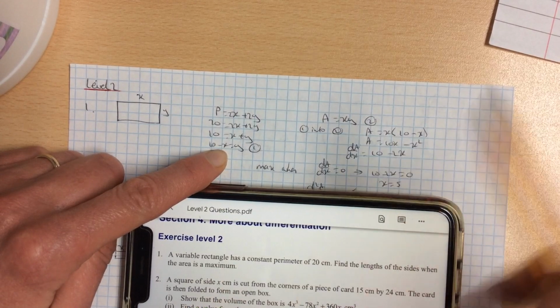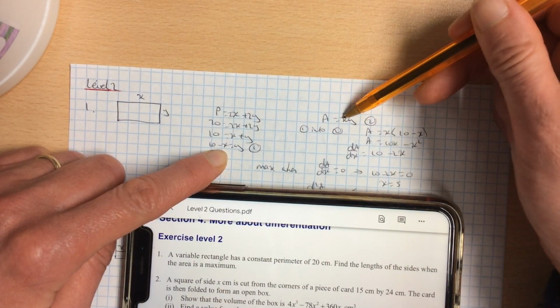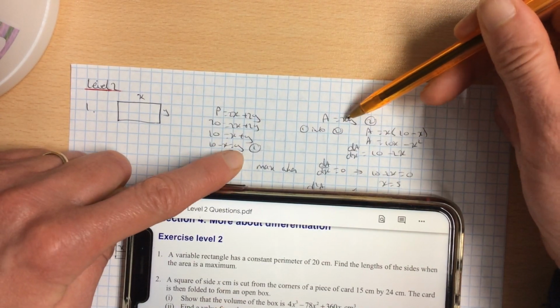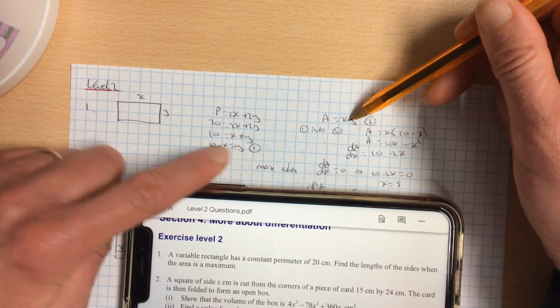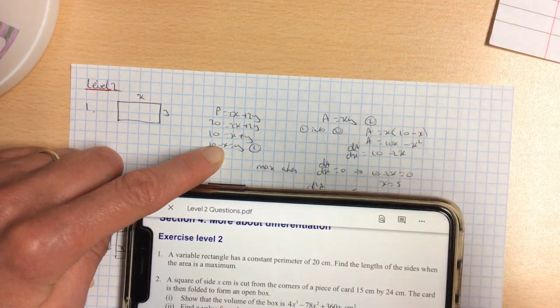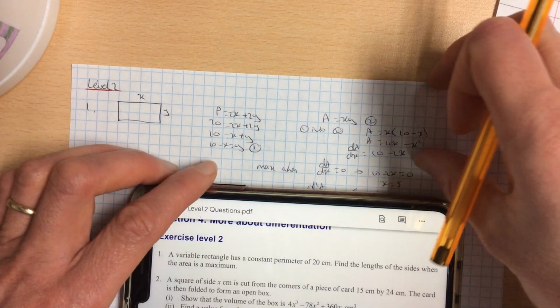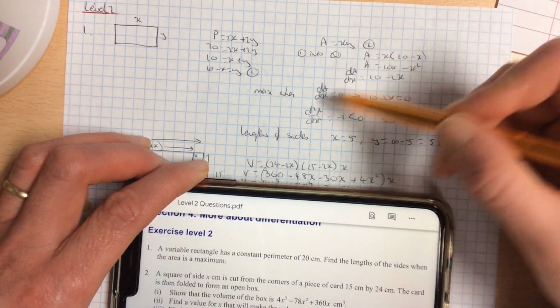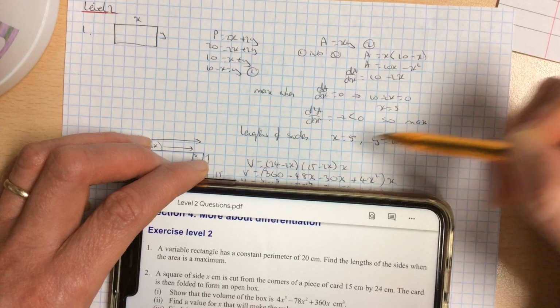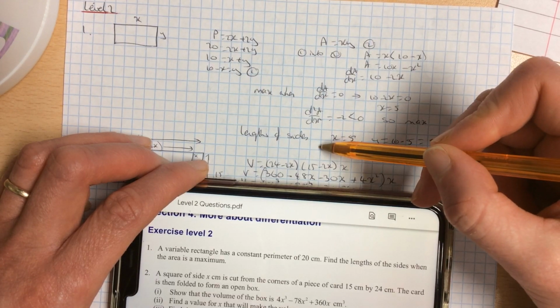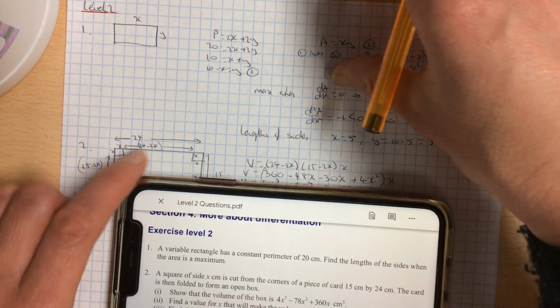You want the area to be a maximum. So area is x times y. So put your y in there for this, times it all out, and normal process. dA by dx equals 0, get your x. Don't forget to do your second derivative, prove it's a maximum, and then find the length of the sides. So that's your x and your y.